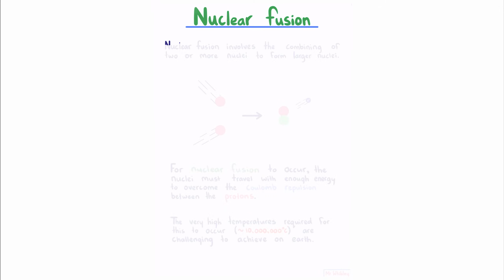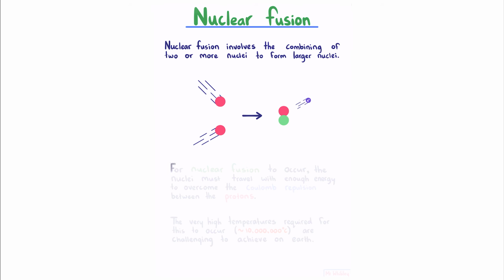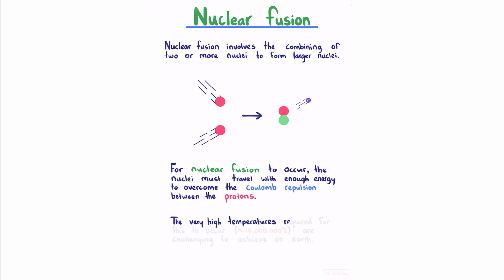Nuclear fusion. Nuclear fusion involves the combining of two or more nuclei to form larger nuclei. Here is one of many examples. For nuclear fusion to occur, the nuclei must travel with enough energy to overcome the Coulomb repulsion between the protons. The very high temperatures required for this to occur, upwards of 10 million degrees Celsius, are challenging to achieve on Earth.